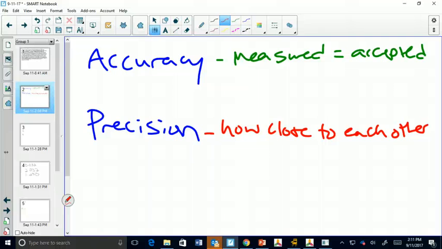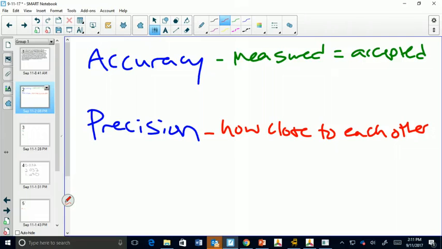Which of these targets, or these pictures there, are showing you something that is accurate? Okay, the first one, just one arrow, boom, right in the center. Any other ones that are accurate? The third one's got a bunch of arrows right in the center, right? Cool. Okay, are any of these precise? Okay, the second one, you got a whole bunch of arrows that are grouped together. And the same with the third, a whole bunch grouped together in the center. What's the problem with number 2?